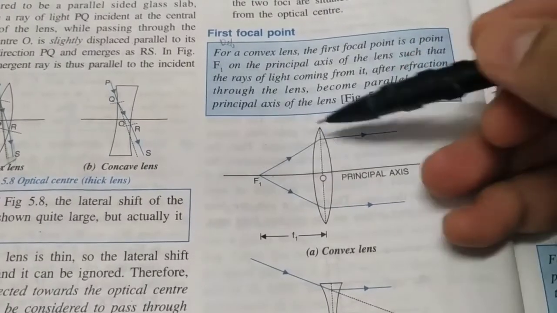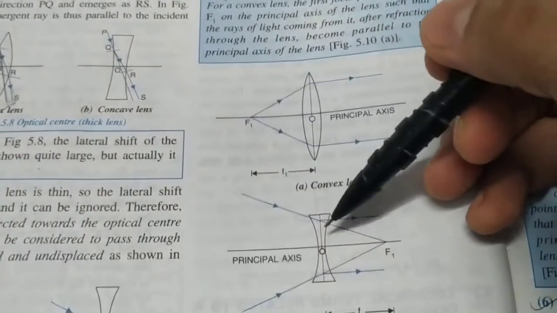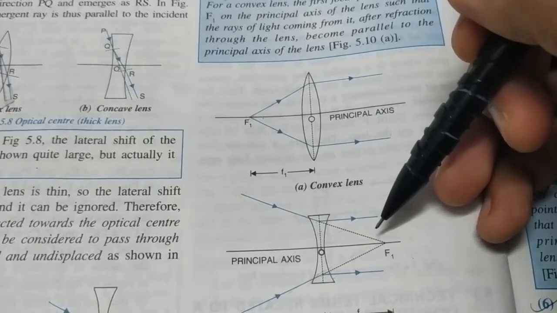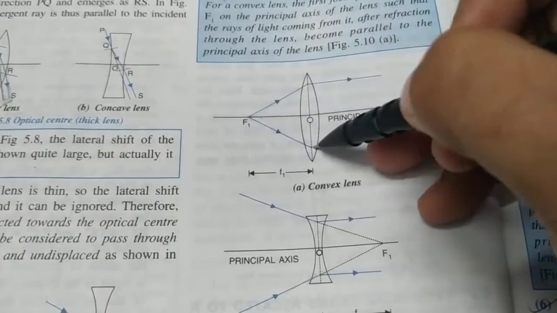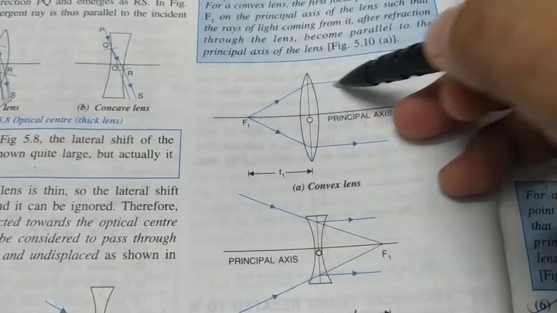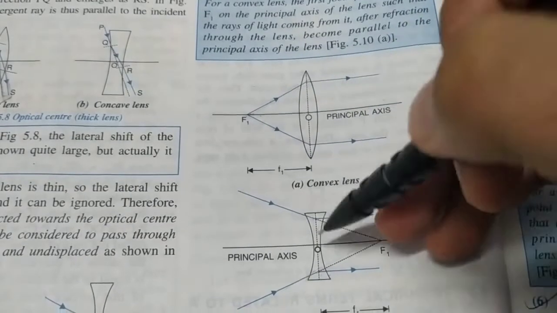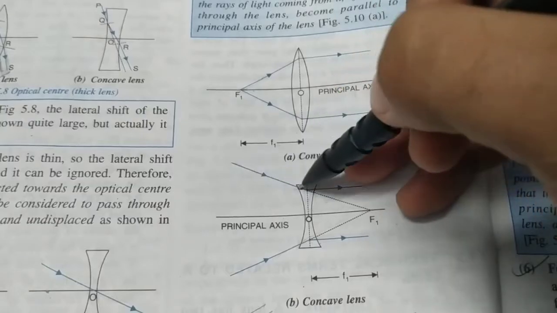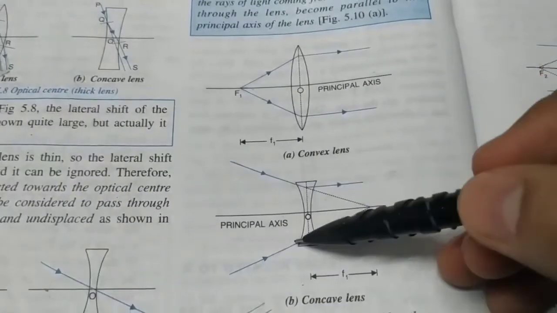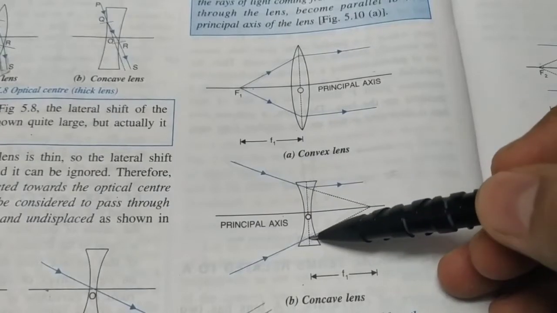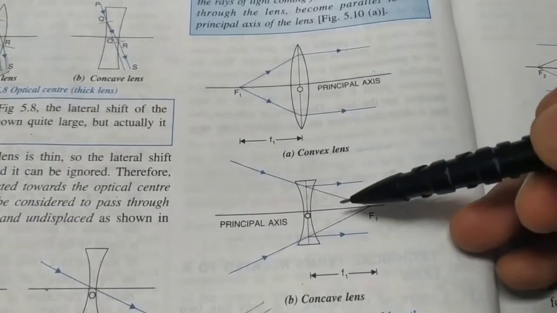The first focus for the convex lens is on the LHS, whereas for concave it is on the RHS. It is such a point on the principal axis such that rays of light emerging from it after refraction will become parallel to the principal axis. And for a concave lens, rays of light incident towards it, meaning without the lens they would have met here, but because of the lens, now after refraction they will become parallel to the principal axis.